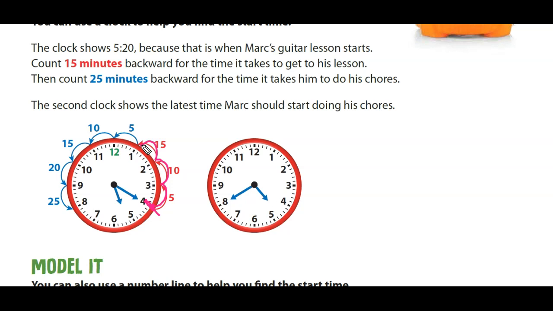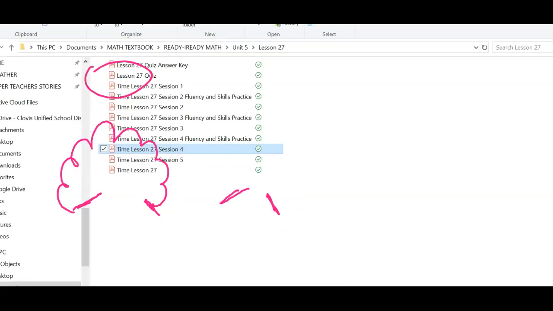How much did it take for him to do his chores? 25 minutes to do his chores, right? So then just go backwards again. 5, 10, 15, 20, 25, and this is where he stops. So he stops at 4:40. So to make it look clearer, I'm going to show you this.